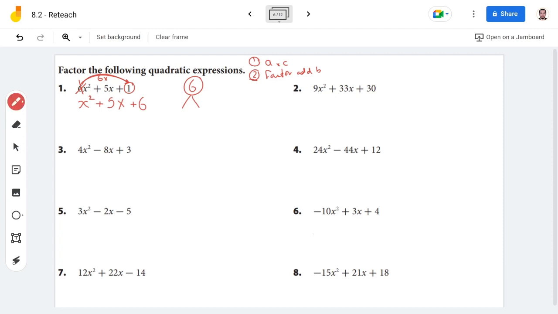Now, let me use the factors of 6 that give me 5, 2 and 3, right? Because 2 plus 3 is equal to what? 5. Now, write the two factors: x plus 2, x plus 3. Now, did I finish? No, I did not finish. The first step that I did here, what did I do? Multiplied by 6, right? Now, I need to divide each one by 6 because I already multiplied.